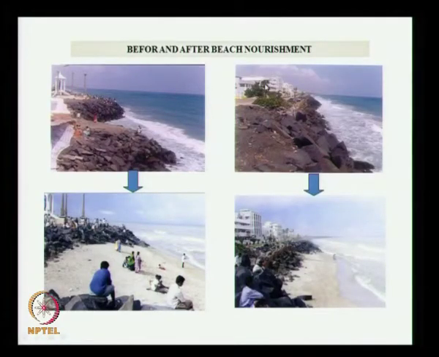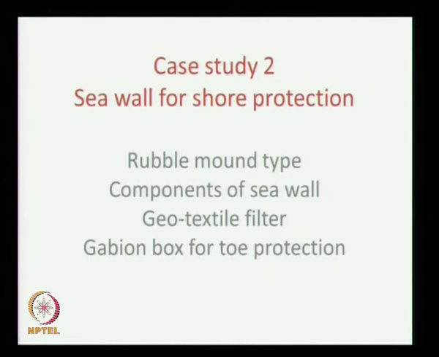This type of beach nourishment is very advantageous. The second is the sea wall, which is for shore protection. This is a one-time construction cost, and only a marginal cost is required for maintenance.